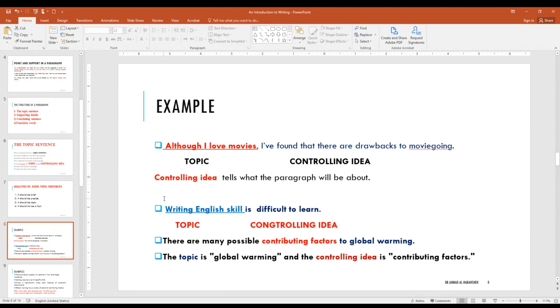One thought. There are many possible contributing factors to global warming. There are many possible, this is the topic, contributing factors to global warming. This is the controlling idea. You are going to talk about, the topic is global warming, and the controlling idea is the contributing factors. What are these factors?